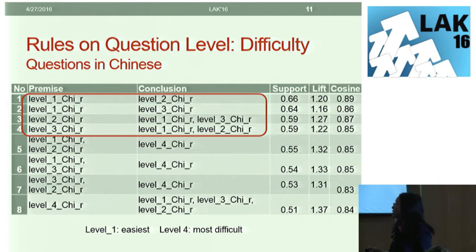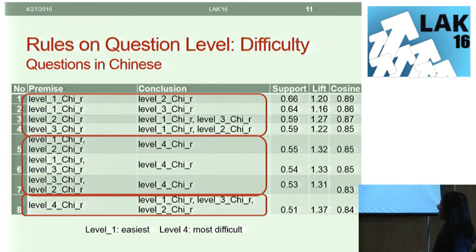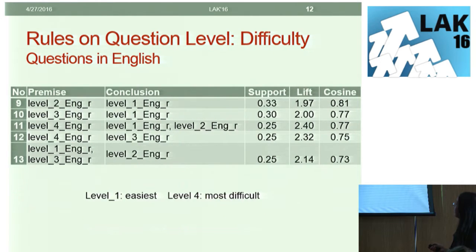But the situation is different if you look at these rules. This basically means if you want to get your level 4 questions correctly, you need to answer like 2 other levels correctly. And this one means if you answer level 4 correctly, you will get level 1, 2, 3 correctly. So that means level 4 indeed is more difficult, but level 1, 2, 3, we may rethink about it.